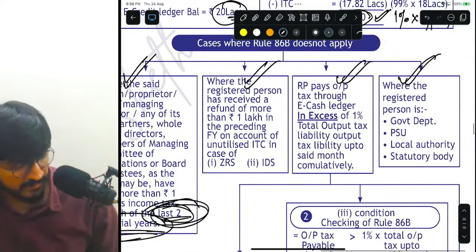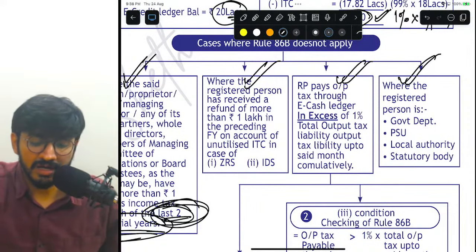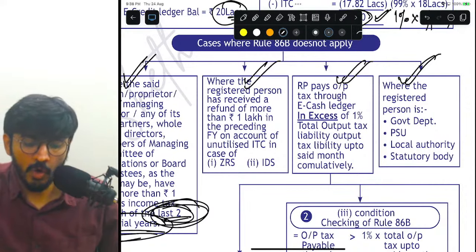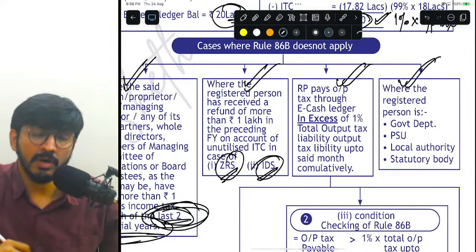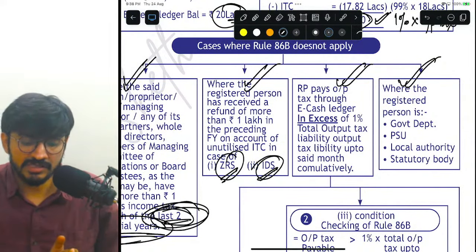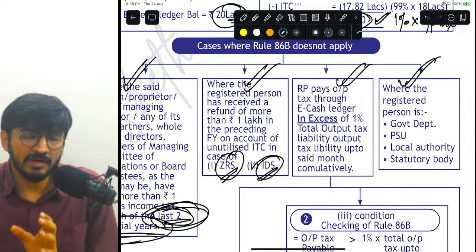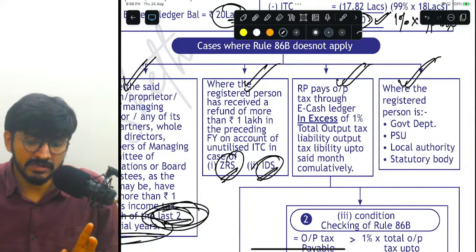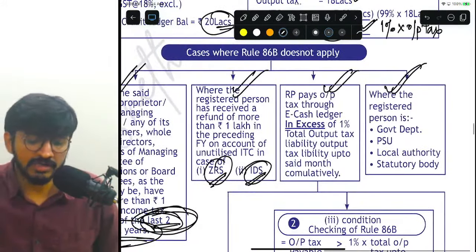Second, my dear friends, is very simple. Where the registered person has received a refund of more than 1 lakh in the preceding financial year on account of unutilized ITC in case of zero rated supplies and in case of inverted duty structure. So understand, either by way of zero rated supplies or by way of inverted duty structure, the refund of the unutilized ITC is more than 1 lakh in the preceding financial year. Okay. The third is a little tricky.